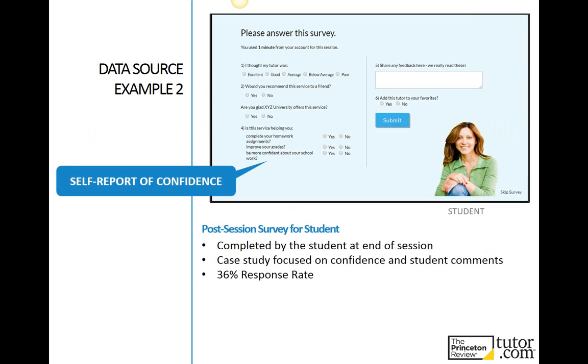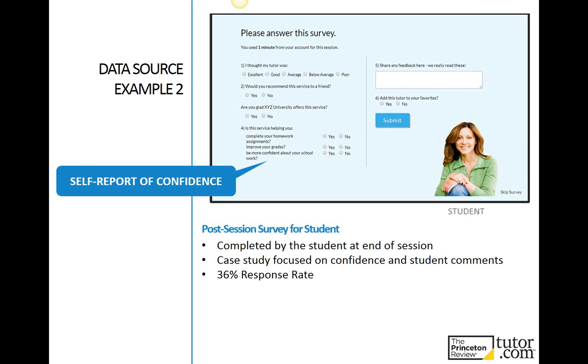Another data point we had was that at the end of session, students have the option to complete a survey in which they give some feedback on what they thought of their tutor in terms of excellent to poor, excellent being a 5 and poor being a 1. Would they recommend this service to a friend? Are they glad the university offers it? Did they feel that this service helped them complete their homework, improve their grades, and be more confident about their schoolwork? They also have the option to share any kind of feedback that they might want to have.